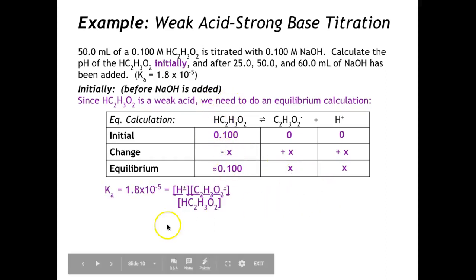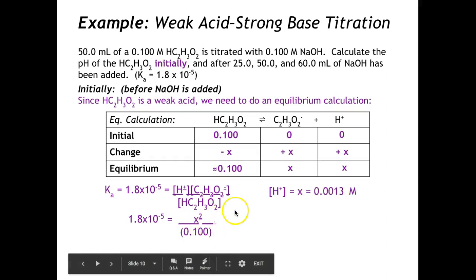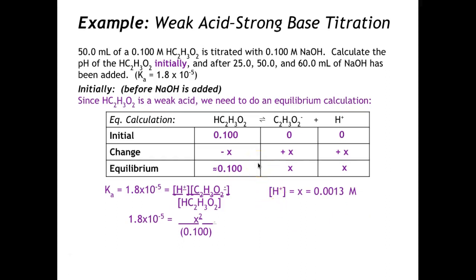We're going to solve our equation using our equilibrium expression here. So we get x squared over the initial concentration. x is equal to 0.0013, which is also our hydrogen ion concentration. So to get to pH, we just need to take the negative log of that value. So when we do that, our pH comes out to be 2.87 to start with. So this is before we've added any base.